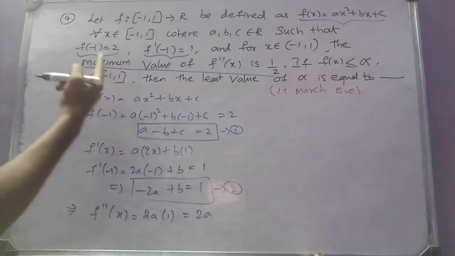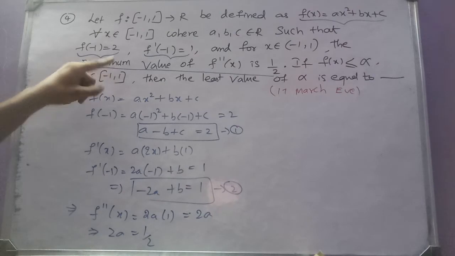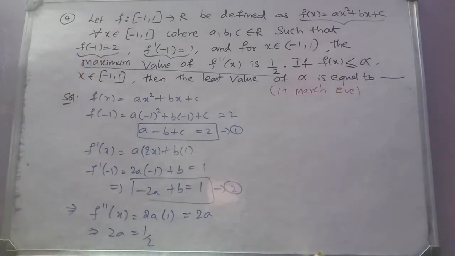So therefore, they told the maximum value of this is 1 by 2, which means that 2a is equal to 1 by 2 because it is a constant. If they say minimum value also, you have to take 2a equal to 1 by 2 only. So from this we have got a value as 1 by 4. We have found the coefficient a, which is 1 by 4.